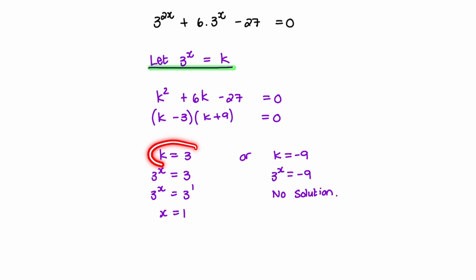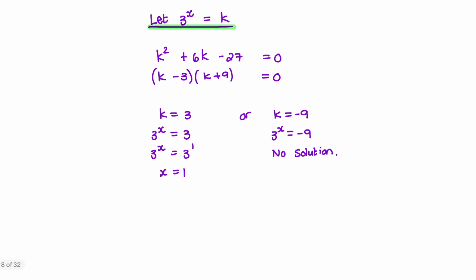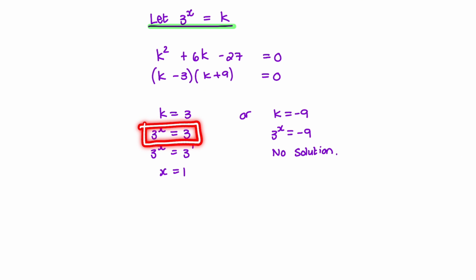But now we have 2 distinct values for k, but the question said solve for x. So in order to solve for x, we need to take the k and substitute 3 to the power of x back in the place of k. So here we will have 3 to the power of x is equal to 3. And notice that the bases are now the same, and 3 can be written as 3 to the power of 1. So we can see that x is equal to 1.